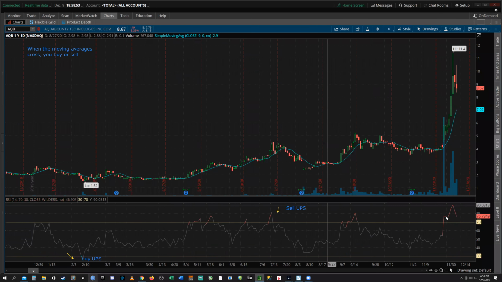So RSI, we are in huge red, which means there could be a sell-off, because think, people bought this at $1.52, at $2.50, and we're at $8.67, but this is still going upwards. There is huge volume right here on this day.